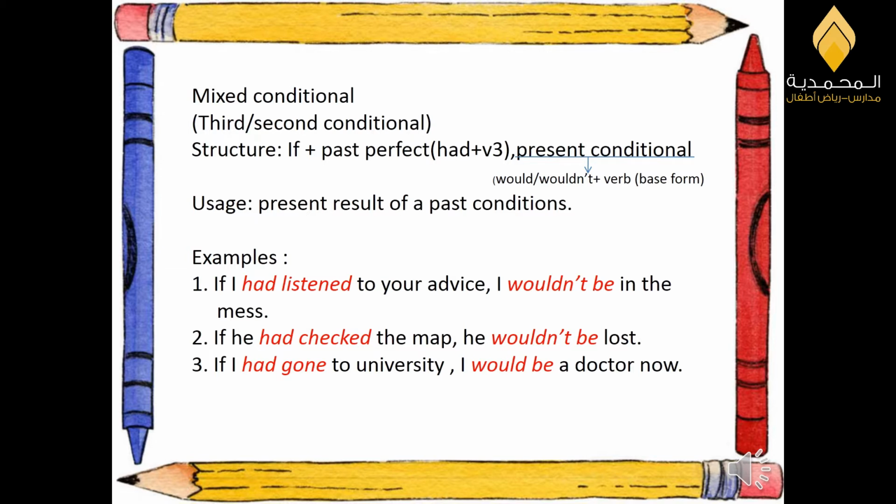So, in the if clause, when you are talking about the present result of a past condition, you have to use the past perfect, had plus verb 3. And in the main clause or the result clause, you have to use a present conditional because you're talking about a present result.